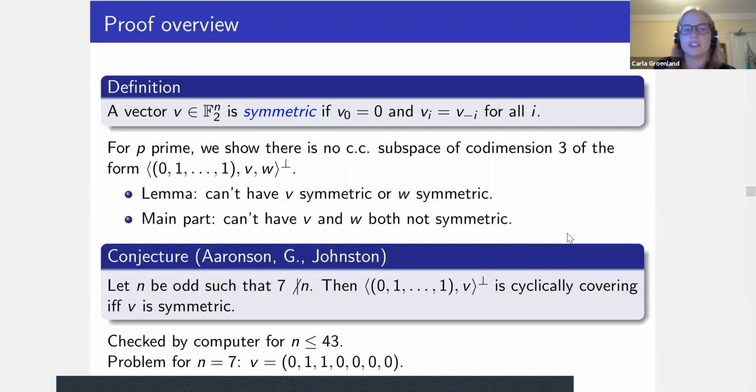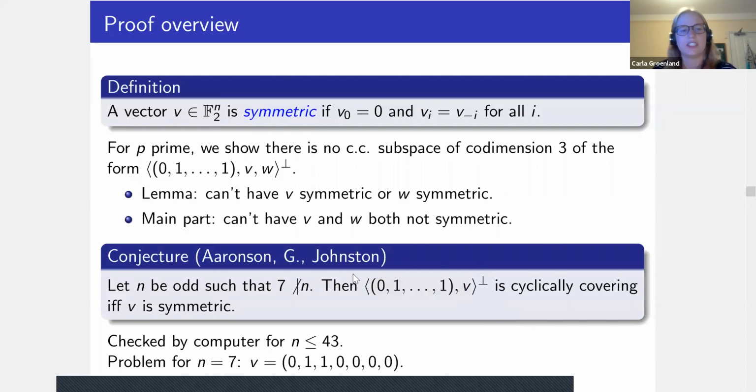But we conjectured the following result based on computer experiments: even if we take something smaller, if we remove one of the factors from the orthogonal complement, then of course the subspace itself becomes bigger. So it's easier for the 0 or 1's vector and v together to have an orthogonal complement that is cyclically covering than if we add something else. And we already thought that just adding one such non-symmetric vector would not be possible. So we conjectured that this subspace is cyclically covering if and only if the vector v is symmetric.